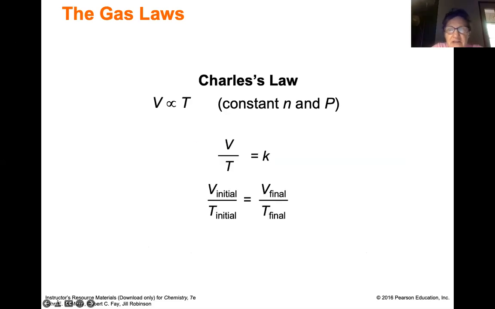So Charles' law, you can think of it as we did with Boyle's law. If volume is proportional to temperature, that means volume over temperature equals a constant. If volume over temperature equals a constant, when you hold moles and pressure constant, then that means volume initial over temperature initial has to be equal to volume final over temperature final.